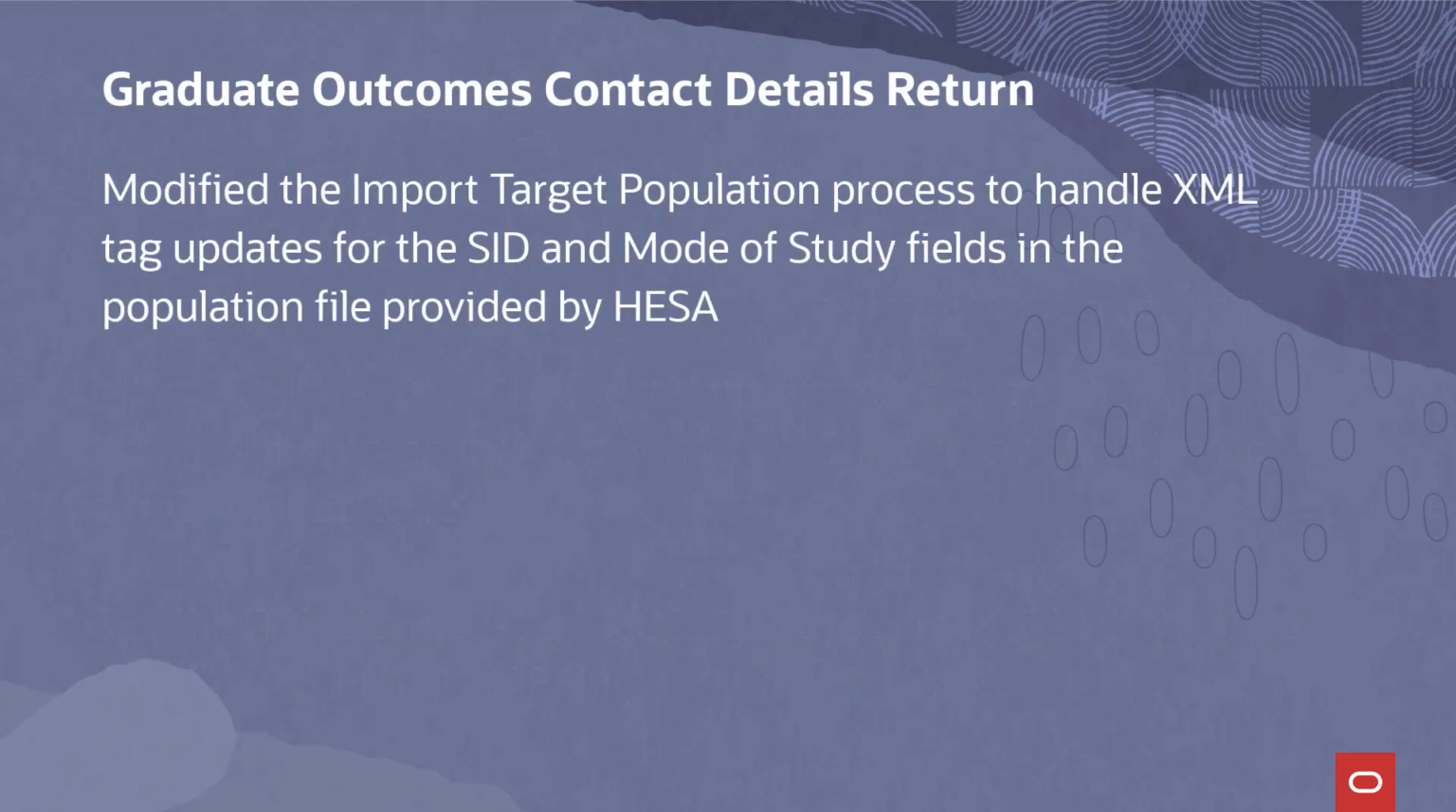For the Graduate Outcomes Contact Details return, we've modified the Import Target Population process to handle XML tag updates for the SID and the mode of study fields in the population file provided by HESA.